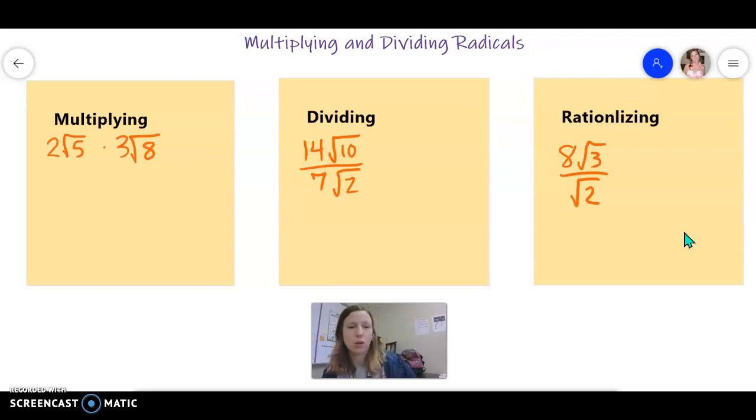So on the left side, we're going to start with multiplying radicals. The easiest thing to remember is that you only need to multiply the numbers that are on the outside of the radical, the coefficients. 2 times 3 is 6. And then multiply the numbers that are on the insides of the radicals. So 5 times 8 is radical 40.